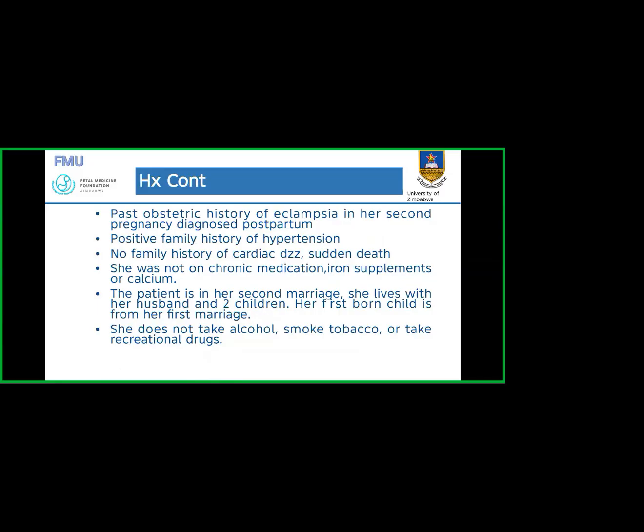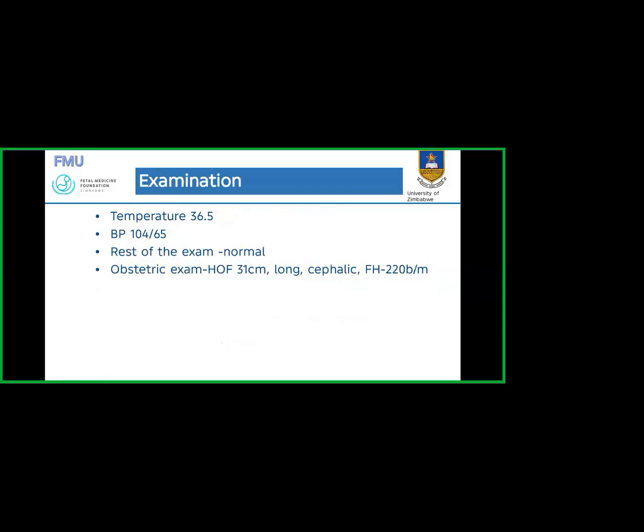On past obstetric history, she has a history of eclampsia, which developed post-delivery in a second pregnancy. She also has a positive family history of hypertension. However, there's no family history of cardiac disease or sudden death. She was not on any other chronic medications, iron supplements, or calcium. The patient is in her second pregnancy. She lives with her husband and 2 children. The firstborn child is from her first marriage. She does not take alcohol, smoke tobacco, or take any recreational drugs.